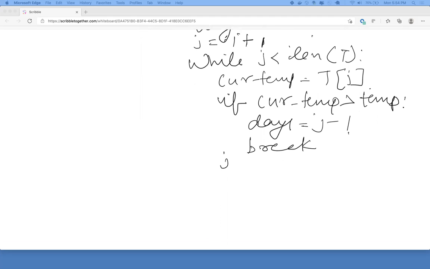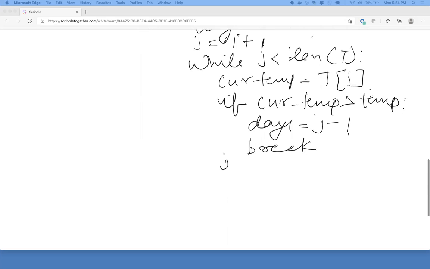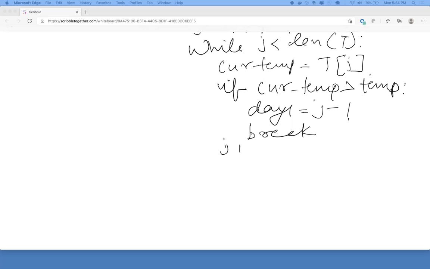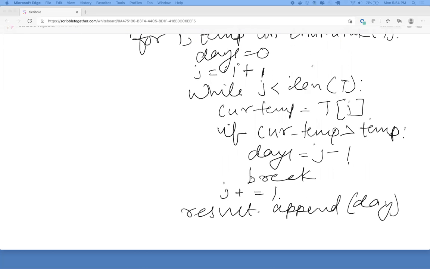So basically you start from i. While j is less than the length of the array. So basically your j is one temperature higher, one day ahead than your today's ith. So j is less than length of T, and this is j plus equal to 1, and here you have to do result dot append days, right?